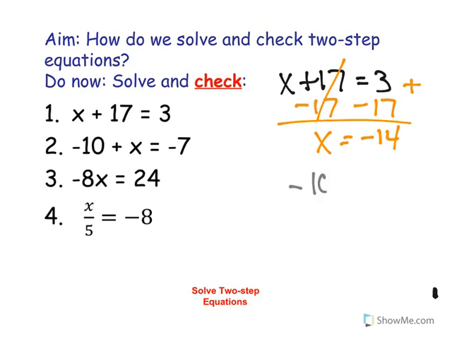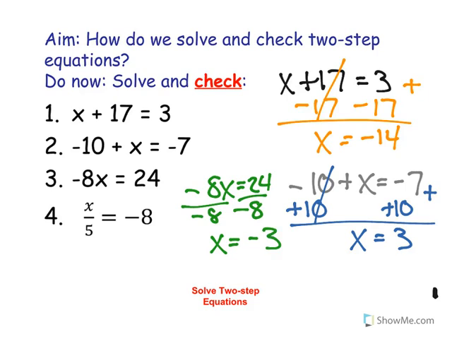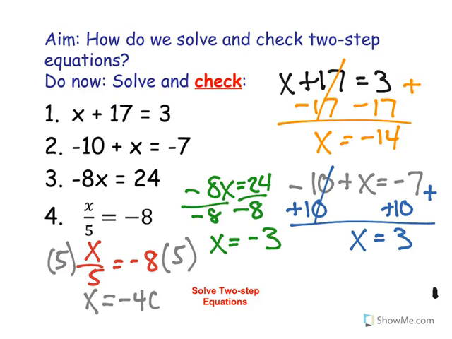For the next one, I've got negative 10 plus x is equal to negative 7. Here I want the x isolated, so I want to eliminate my negative 10, so I add its opposite on both sides. And I get x is equal to positive 3. With number 3, I've got negative 8x is equal to 24. I'm going to divide by the coefficient of the variable on both sides, which is negative 8. That gives me x is equal to negative 3. And with the last one, I've got x divided by 5 is equal to negative 8. We multiply both sides by 5 because 5x divided by 5 is simply x, so x equals negative 40.